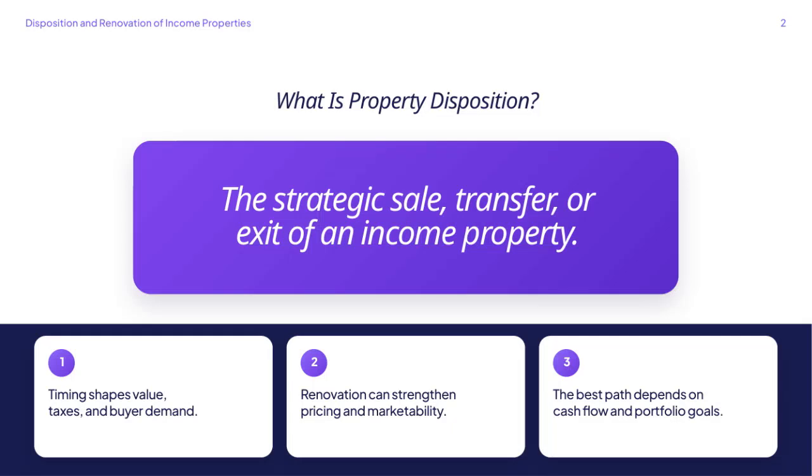Property disposition refers to the strategic sale, transfer, or exit of an income property. Timing plays a crucial role here because it directly impacts the property's value, the taxes you'll owe, and the level of buyer demand. Renovations are another key factor. They can significantly improve both the pricing potential and the marketability of your property. Ultimately, deciding the best path for disposition depends on your cash flow situation and your overall portfolio goals. Balancing these elements helps ensure you make the most informed and profitable decisions when managing your income properties.